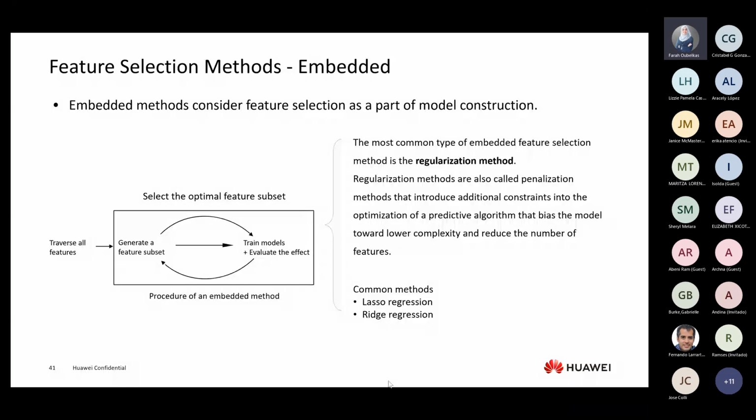Now the embedded, the last one. When we're talking about embedded, there are some machine learning algorithms that perform feature selection automatically as a part of learning the model. Can you tell me any machine learning algorithms you know?